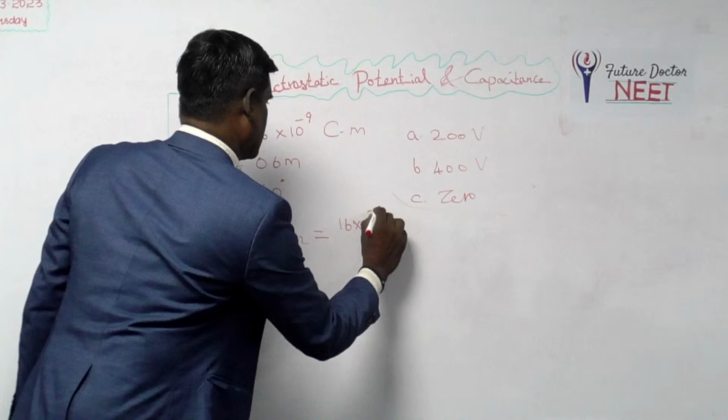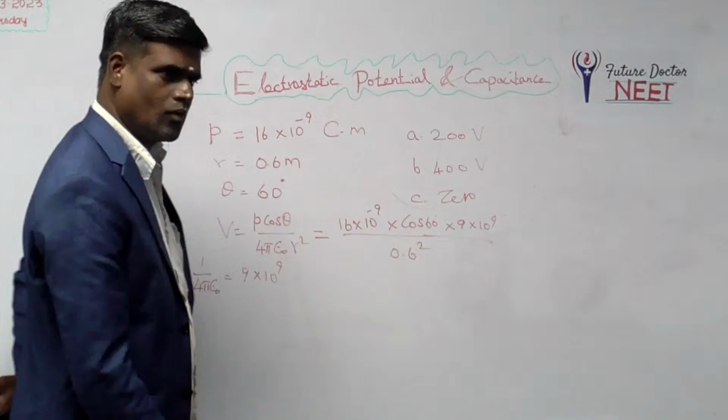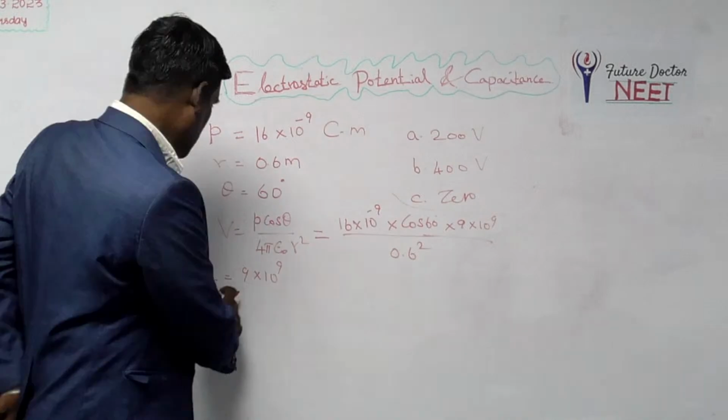1 by 4 pi epsilon naught is 9 into 10 power 9, no? ஆமாம் 1 by 4 pi epsilon naught only 9 to 10 power 9 இல்லையா? So 1 by 4 pi epsilon naught equal to 9 into 10 power 9. Is it so? The value of 1 by 4 pi epsilon naught is 9 into 10 power 9. இது அப்போ போட மறந்துட்டேன், ஸோ லாஸ்ட் நான் போட்டுருக்கேன். தட்ஸ் ஆல்.